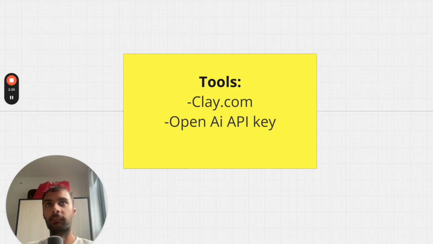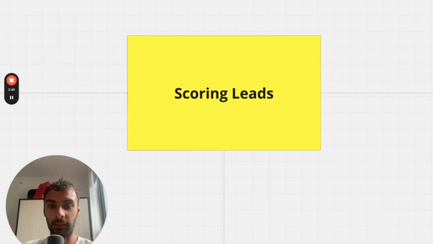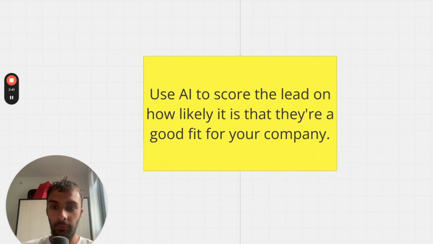OpenAI API key, obviously you're going to use this to use the AI itself. I want you to get GPT-4o. That way you can get the best possible outputs, right? So in terms of scoring leads, here's how it works. Like I said, you're going to use AI to score the lead on how likely it is that they're a good fit for your company.